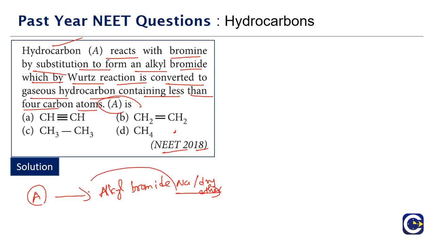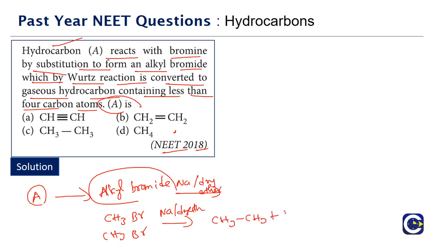But if you look at the Wurtz reaction step, for example, if we have CH3Br, then 2 units of CH3Br combine with sodium in dry ether to give CH3CH3 plus 2NaBr. So the Wurtz reaction gives us a product with double the number of carbons of the alkyl bromide. We can even say the product is always going to have an even number of carbons. So this is the simplest alkyl bromide we can think about.